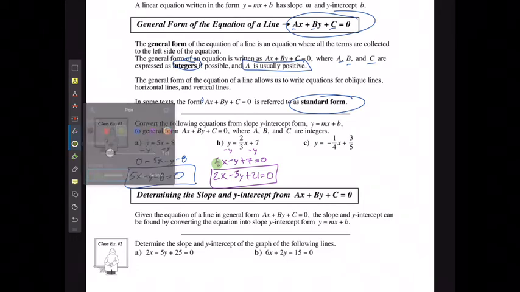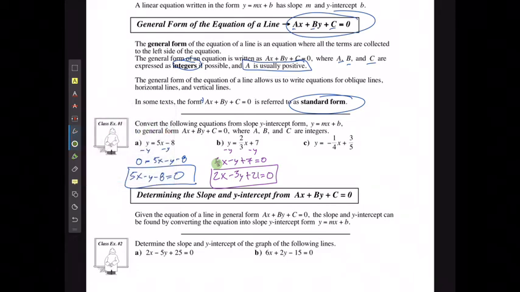For the last example, I can see that x is negative, so I'm actually going to move everything to the left-hand side in this case so that I can make x positive. So I'm actually, on both sides, going to add 1 over 4 x and subtract 3 over 5.